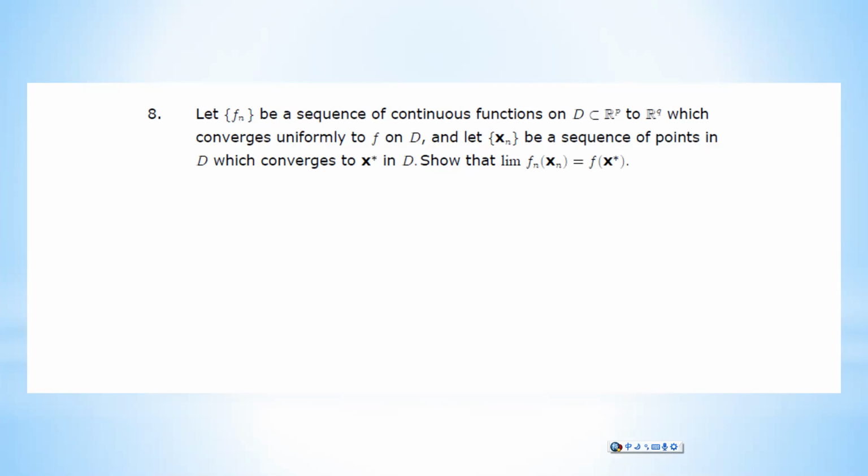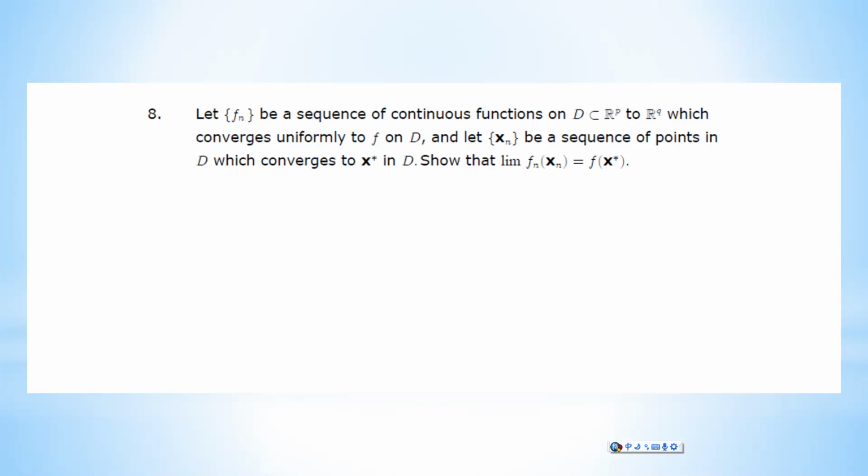Now, number 8 is about the uniform convergence of a sequence of continuous functions. This is the last subject we talk about in chapter 4. Here we have a sequence fn, all continuous functions, that converge uniformly to f. Then we have a sequence of points, xn, in the domain D, which is converging to x star.